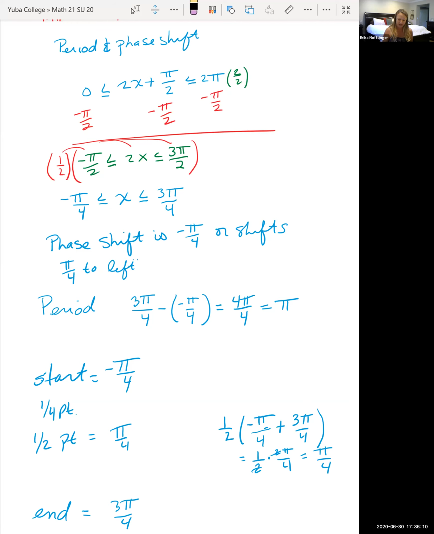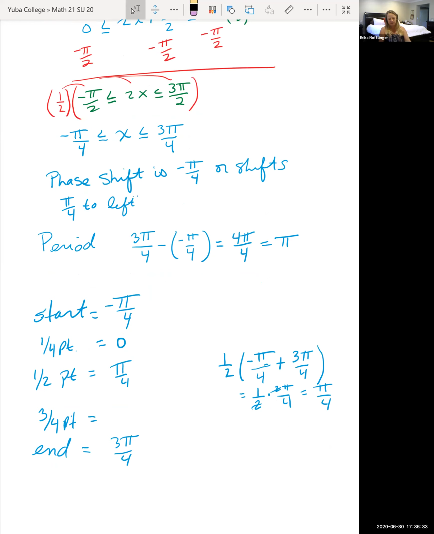So add the negative pi fourths plus the pi fourths. Well, that's just 0. Well, divide 0 by 2, you still get 0, or 0 times 1/2. So our quarter point is 0. And now we need to find our 3/4 value or point. It's not really a point because it's not really the x and y values. 3/4 value. So pi fourths plus 3 pi fourths.